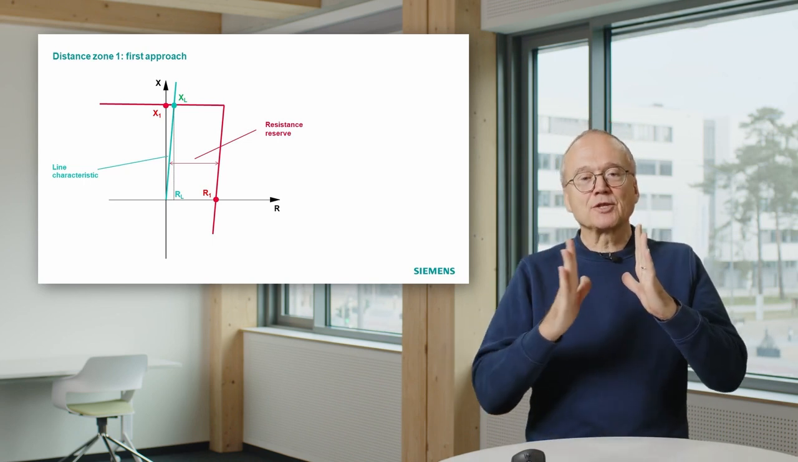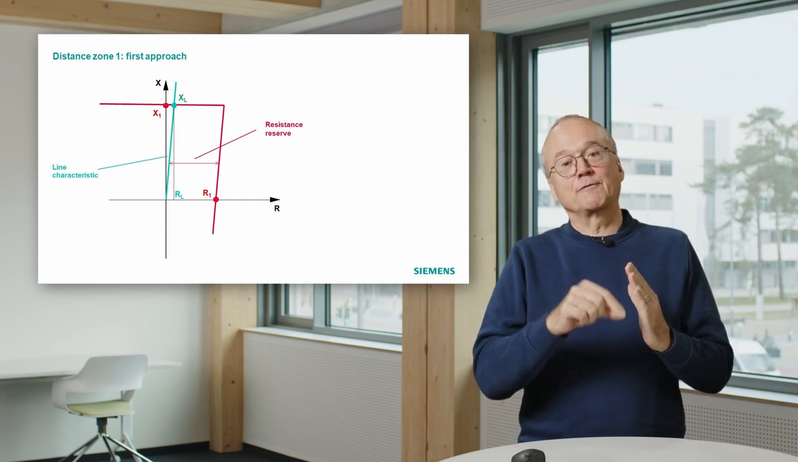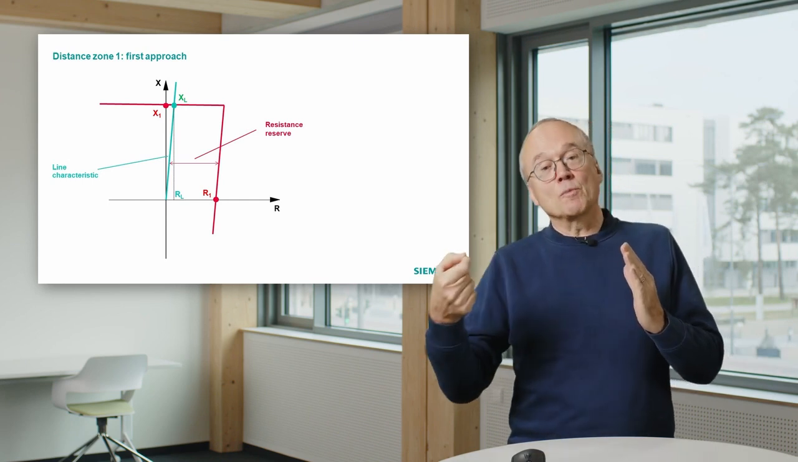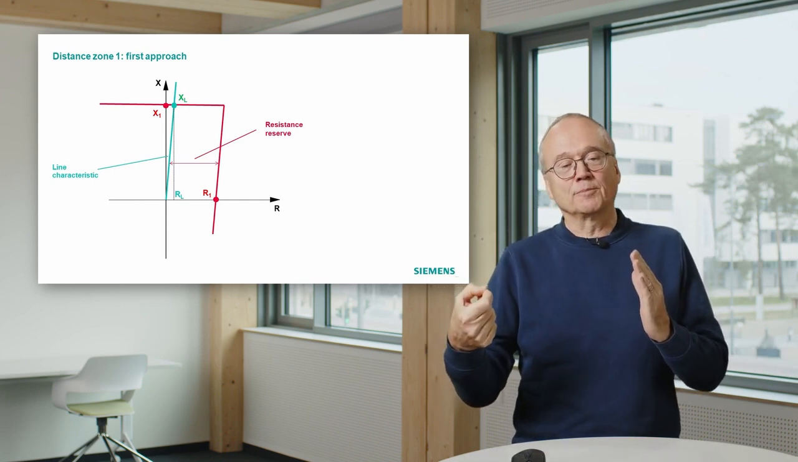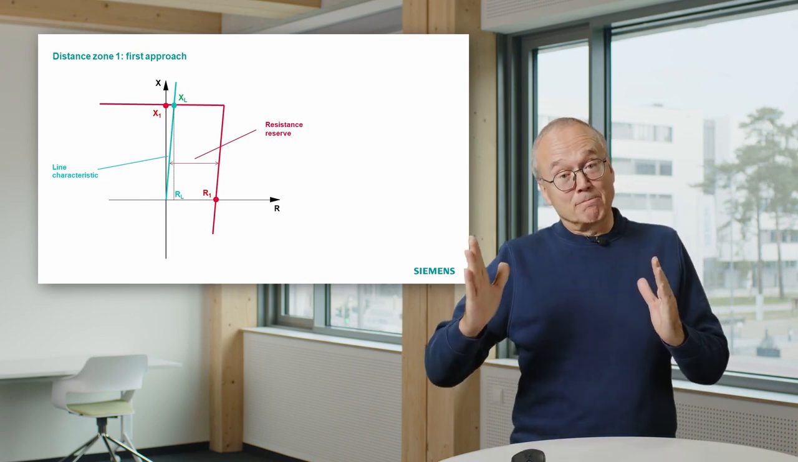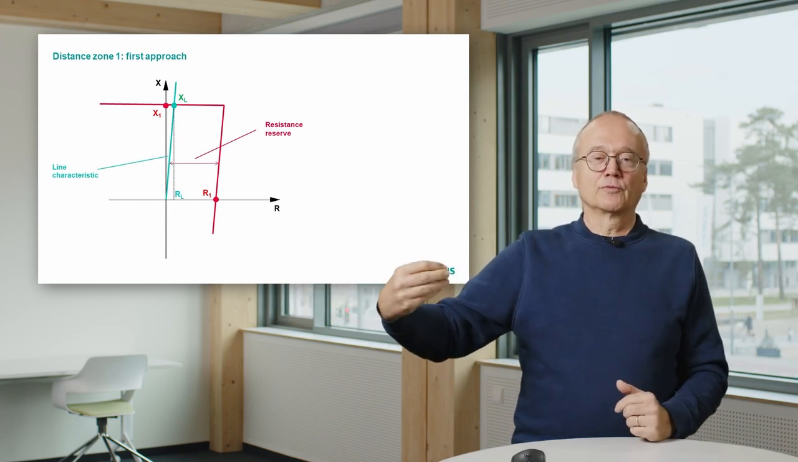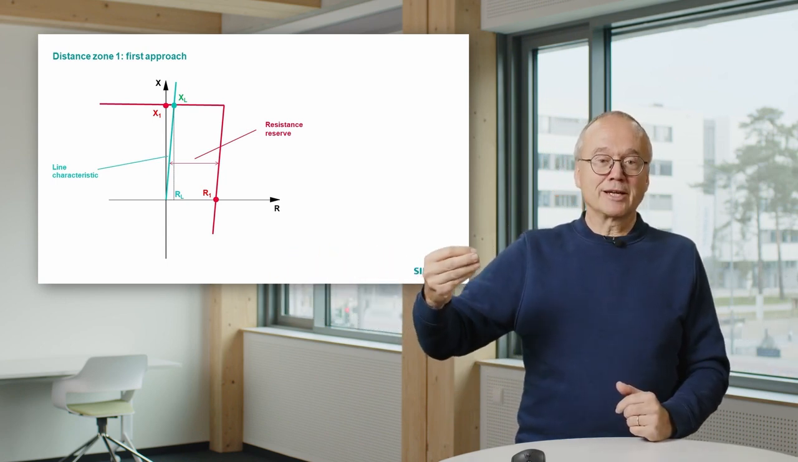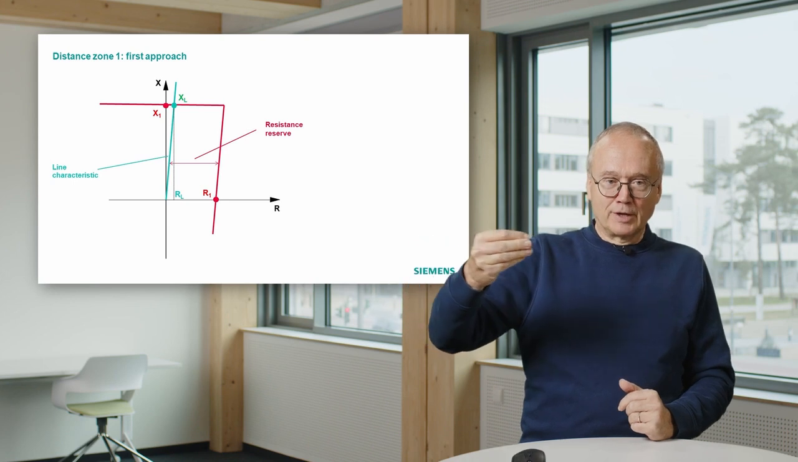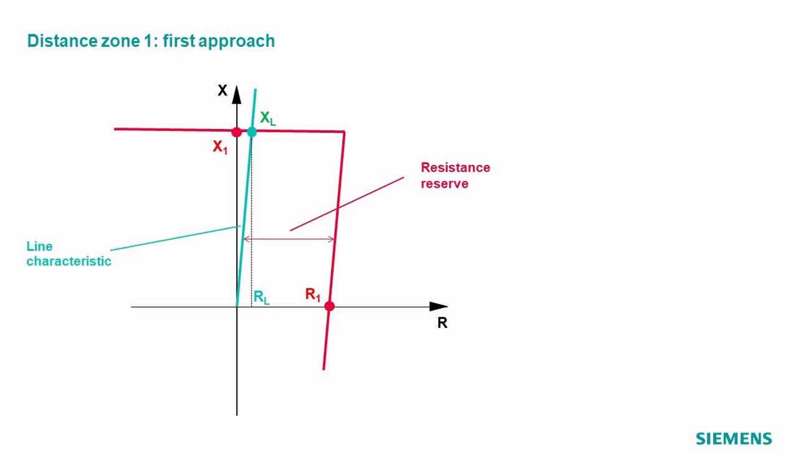So if we make this pretty narrow, that would mean if we have a significant fault resistance, we would measure something outside the zone and would not trip on that. If we make it very big, we have the risk that with the load flow, remember, with increasing load, we move into our diagram.